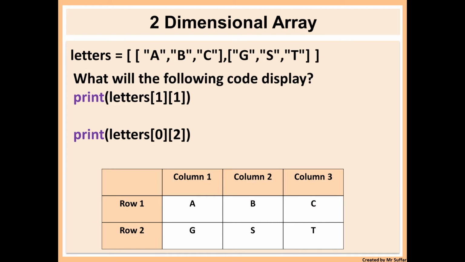Here we have an example of another one, but this one using letters. So we got letters 1, 1. So the first array is 0, so we don't need to go through that. We go to the second array. So GST. GST is on index 1. Then for the second number 1, that's the S, because we started from 0. So G is 0, S is 1. Letters 0, 2. So 0 is the first array, and then 2 is on index 2, which is the C, because A is on 0, B is on 1, C is on 2.